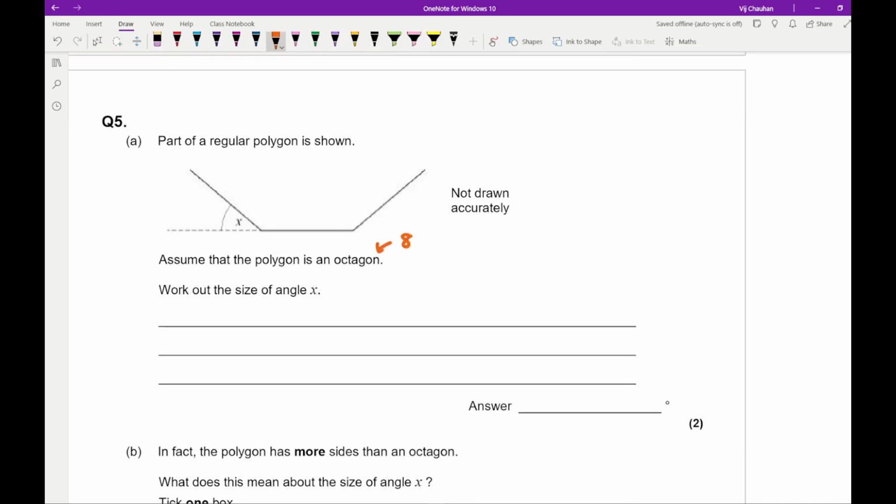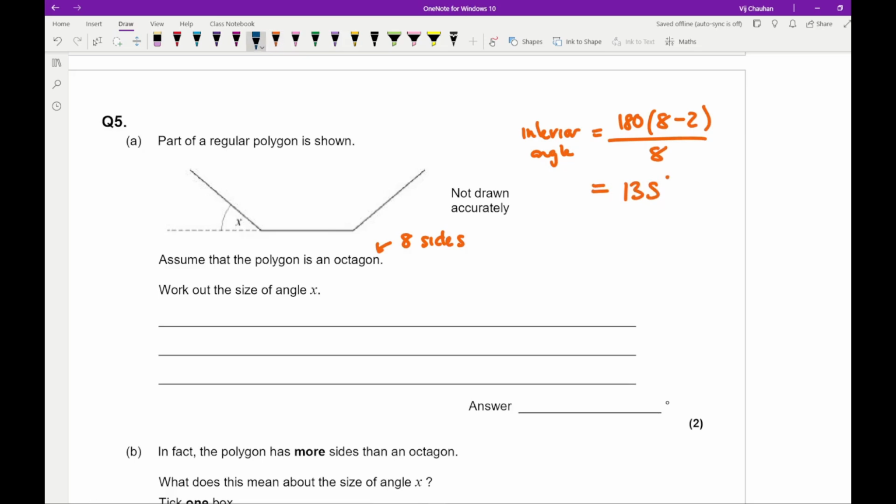Well, an octagon has got 8 sides. So then to work out the interior angle, the formula is 180 times the number of sides take away 2, divided by the number of sides. So if I type that all into my calculator or work it out manually, depending on if this was a calculator or a non-calculator paper, we should get an answer of 135 degrees.